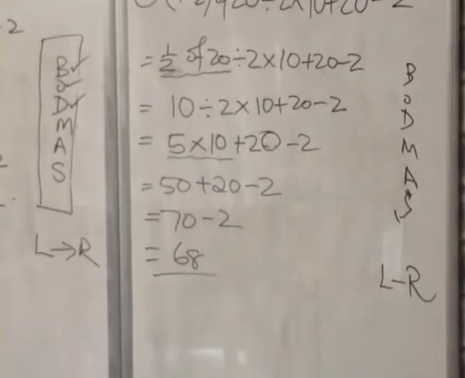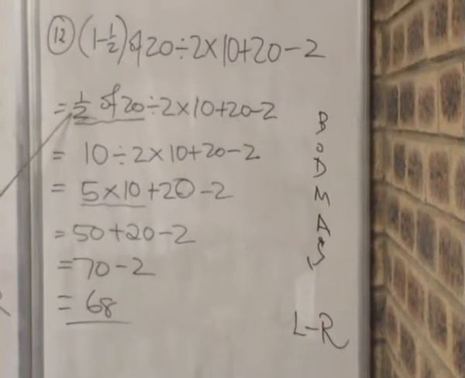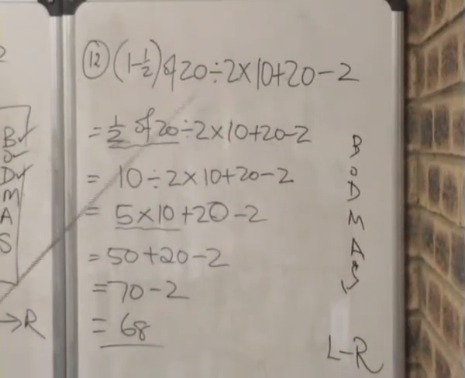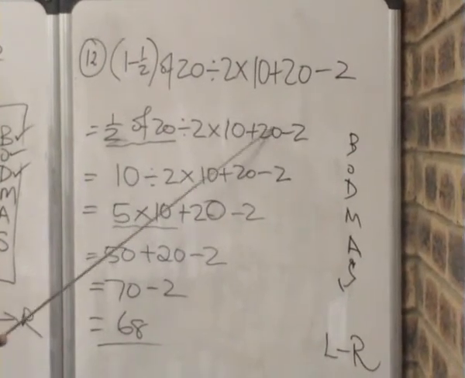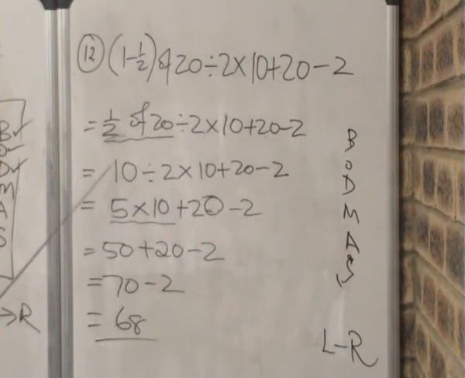Now it's always important to check your work. So we're going to go back and check this example. 1 minus half is half, correct, of 20 divided by 2 times 10 plus 20 minus 2, that's correct. Half of 20 is 10, that's correct. Divided by 2 times 10 plus 20 minus 2. 10 divided by 2 is 5, that's correct. Times 10 plus 20 minus 2, that's correct. 5 times 10, 50, correct, plus 20 minus 2. Now left to right, 50 plus 20, 70, minus 2, 68. That's the end of number 12.